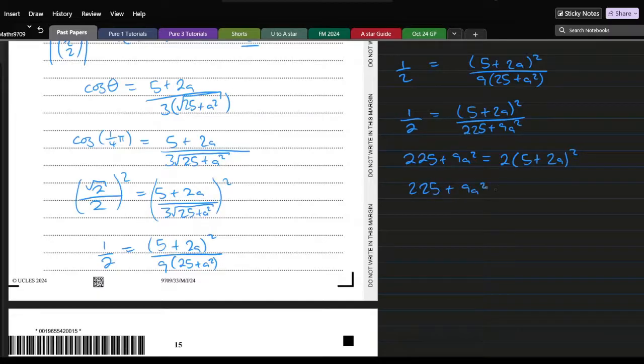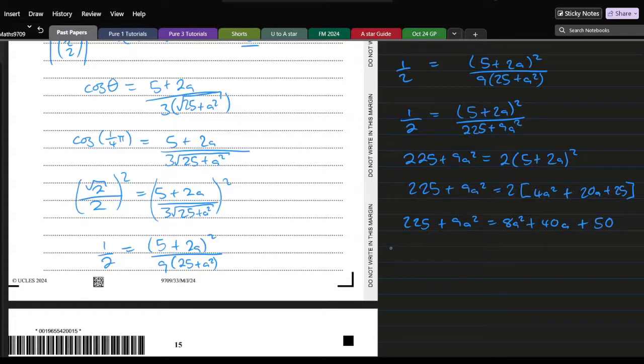And now let's expand. This should be 225 plus 9a squared. Let's expand our right hand side. So that would be 4a squared plus 20a plus 5 squared, which is 25. Alright, so that's 225 plus 9a squared is equal to 2 times 4a squared, that's 8a squared, 2 times 20a, that is 40a, 2 times 25, that is 50.